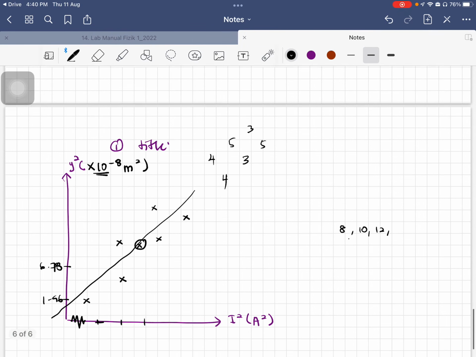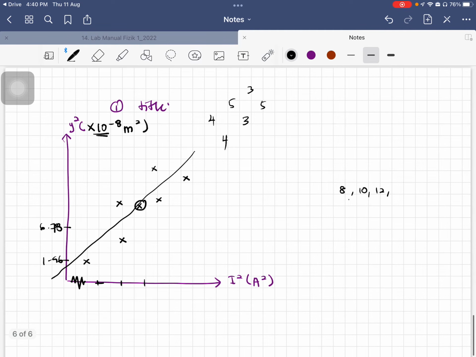So let's see. You choose. It doesn't matter if it doesn't touch the points that you choose here. It must touch the line only. You choose here x1, y1, and here x2, y2. Right? x1, y1, x2, y2. Draw the triangle. It is compulsory to draw the triangle and show that it is a right angle triangle. This little square shows that it is a right angle triangle.